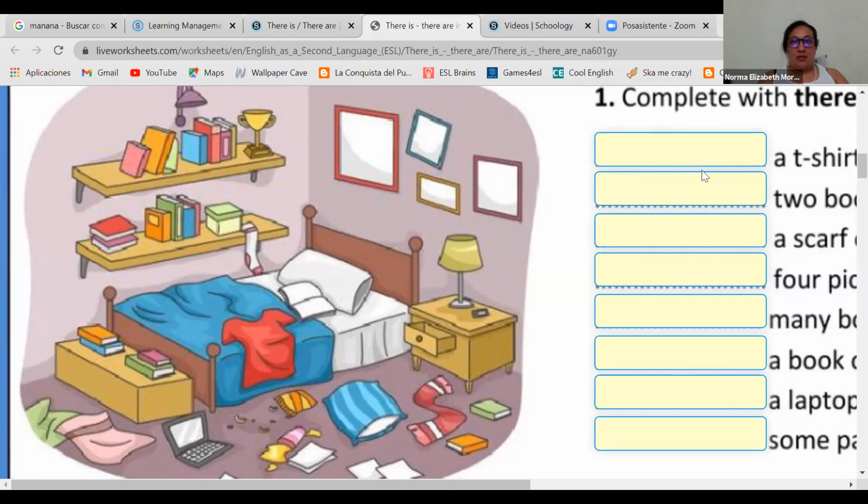There is a t-shirt. A t-shirt where? Where is the t-shirt, Elizabeth? On the bed. Okay, all right. Very good. Nelly, continue. You cannot repeat the item.